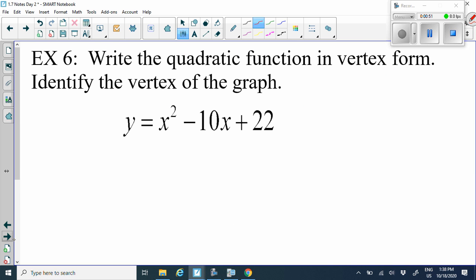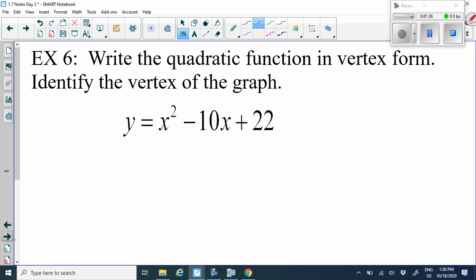Okay, so the nice part with these, it says write the quadratic function in vertex form and identify the vertex of the graph. So we're going to use completing the square to do that for this problem. We have y equals x squared minus 10x plus 22. Notice how this is a little bit different from the 1.7 day 1 notes. Instead of being equal to a number, our function is now equal to y. We need to make sure we have that because that means we are trying to keep it as a function instead of solving.